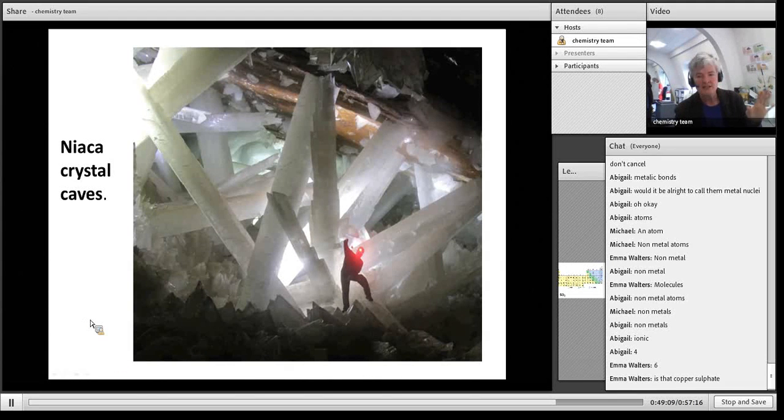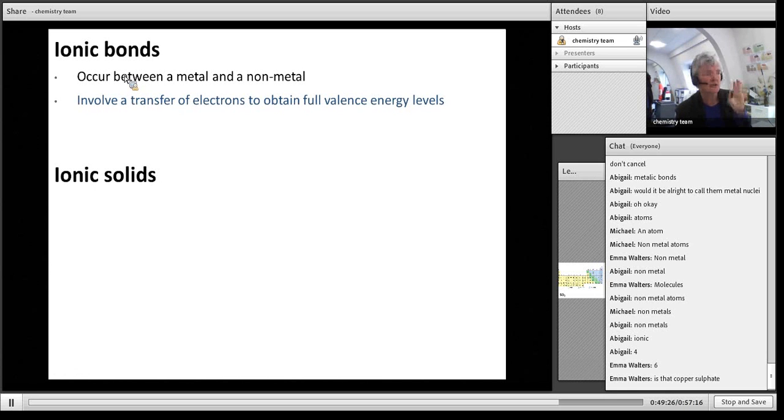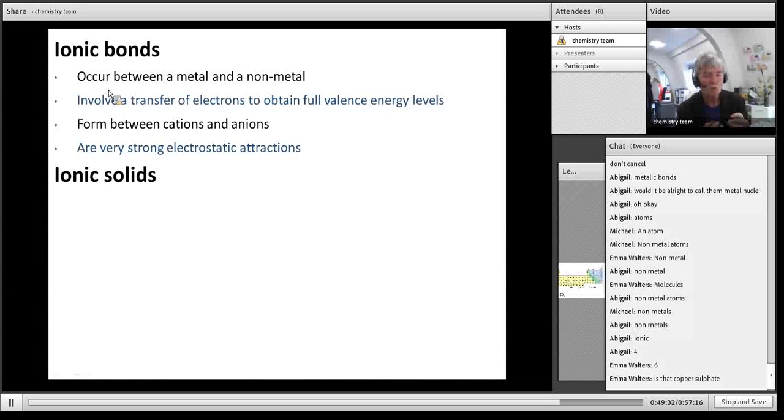Okay, so let's look at ionic bonds and ionic solids to see how we can explain the macro properties of the solids based on the theory of ionic bonds. So remember, ionic bonds are between a metal and a non-metal, transferring electrons to get full valence energy levels between cations and anions, and they're very strong because all bonds are electrostatic. With a cation and an anion, it's a very strong electrostatic attraction because it's from a full positive charge to a full negative charge. So it's got quite high Coulomb forces. Coulomb for the physics people. If you don't do physics, don't worry about that term.